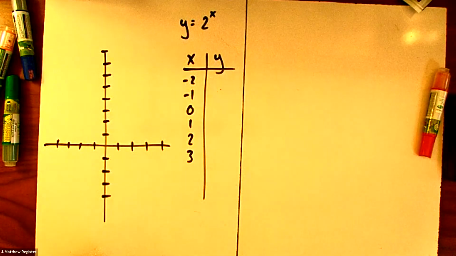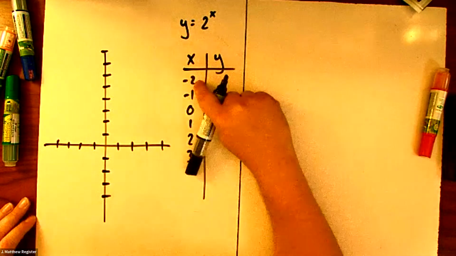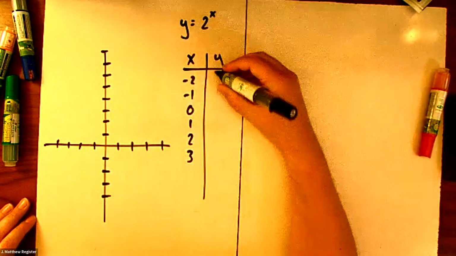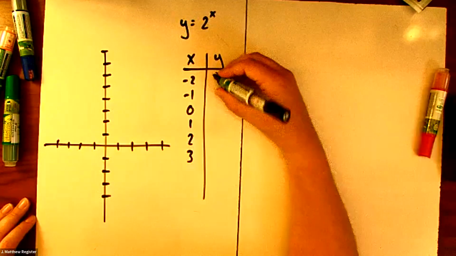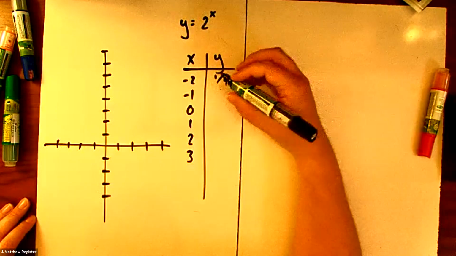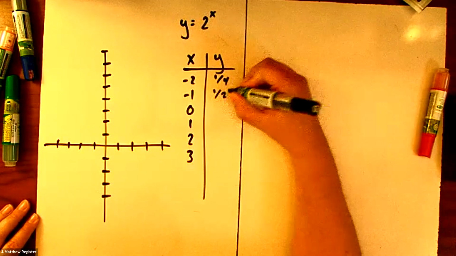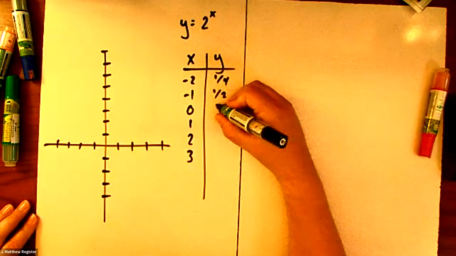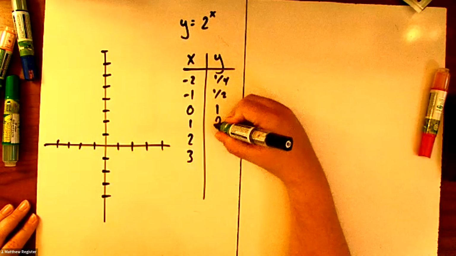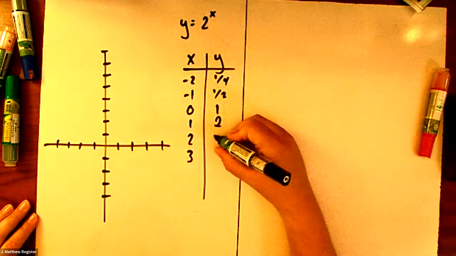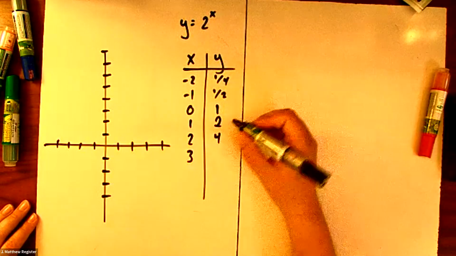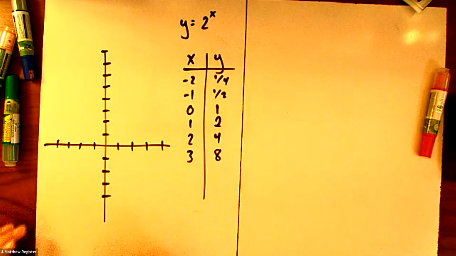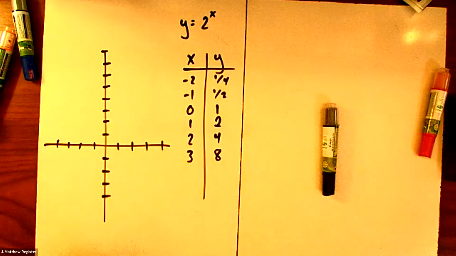And so when we plug those values in, at -2, we get 2 to the -2, which is 1/4. 2 to the -1 is 1/2. 2 to the 0 is 1. 2 to the 1 is 2. 2 to the 2 is 4. 2 to the 3 is 8. Each one of these corresponds to a point on the graph.